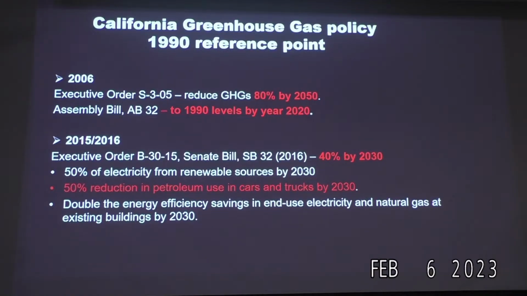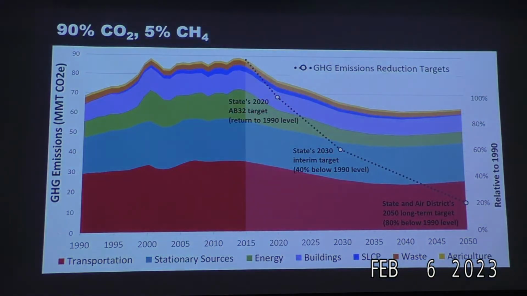Can we see a change in the CO2 emissions in the city within a year at a ratio of about 3.5%? In 2006, they said 80% by 2050. In 2016, it was 40% by 2030. The most recent laws are all faster than this. Here's what the emissions are.